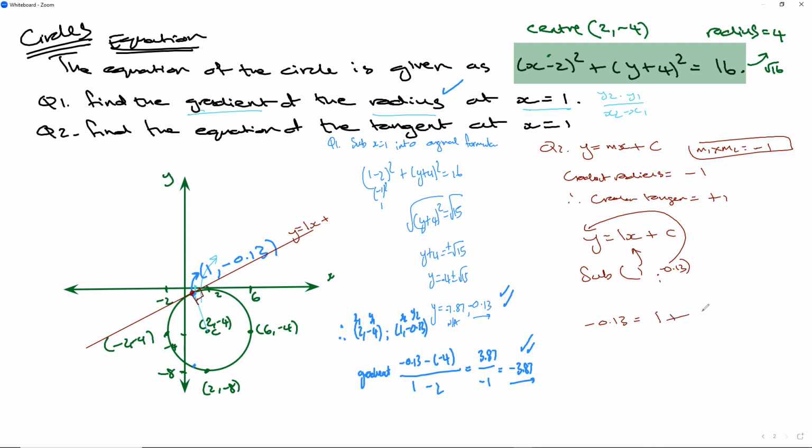It'll become 1 plus c. So negative 1.13 will be my c value. And therefore the equation will be given by y equals x minus 1.13, to 3 significant figures or 2 decimal places. And I've now rounded it as well for that. Okay, how's that? Is that okay?